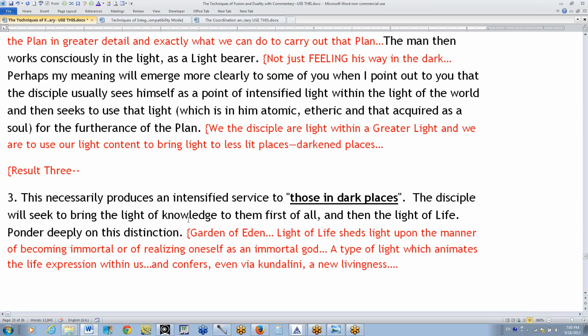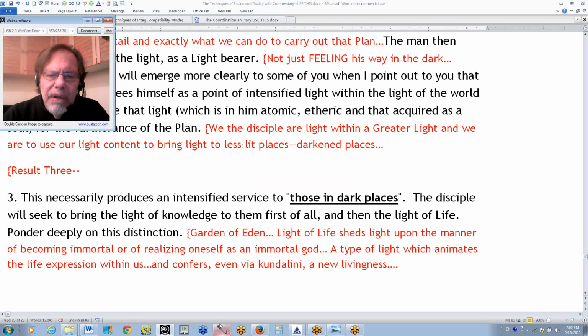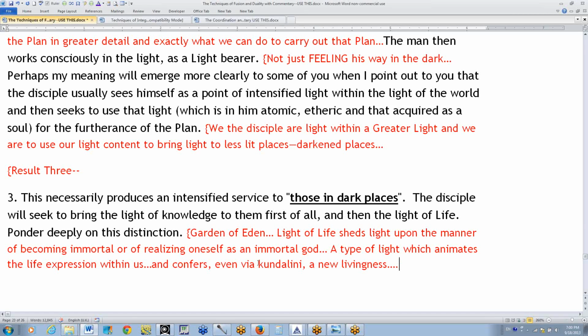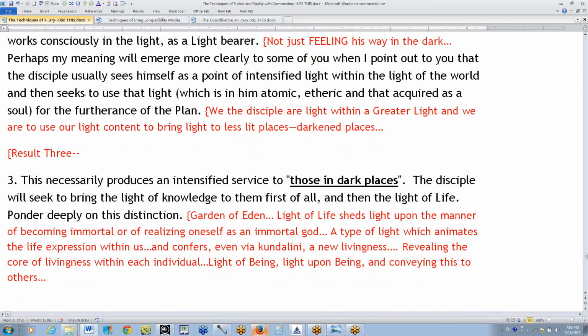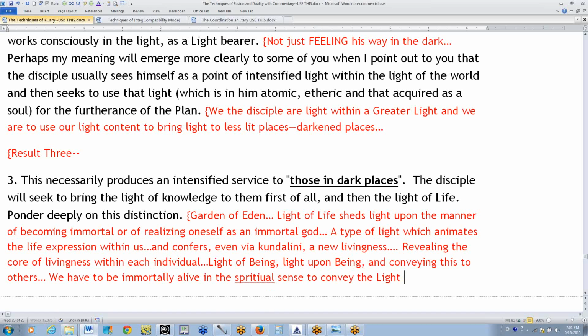Well, there's much to ponder here. Most of us are conveying to others the light of knowledge, but we could perhaps convey light upon life itself, revealing the core of livingness within each individual. So it's the light of being, light upon being, and conveying this to others. But first they have to have the requisite knowledge, and so do we have to be living. We have to be immortally alive in the spiritual sense, to convey the light of life.